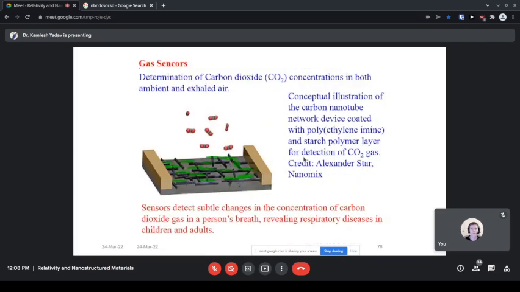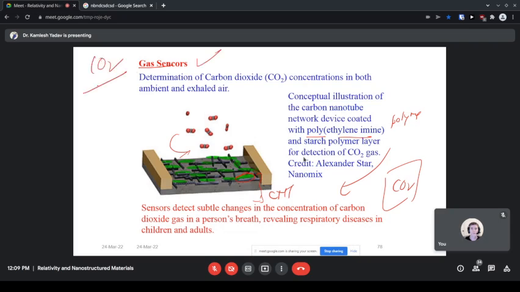Or suppose you can use it as a gas sensor. Suppose these are carbon nanotube materials combined with polyethylene amine, which is a polymer. We can coat CNT with this polymer, and we know this polymer can easily combine with carbon dioxide molecules. Then a signal will be generated. That signal we will record, and we can predict how many carbon dioxide molecules have deposited at the surface. In this way, it can be used as a carbon dioxide gas sensor.